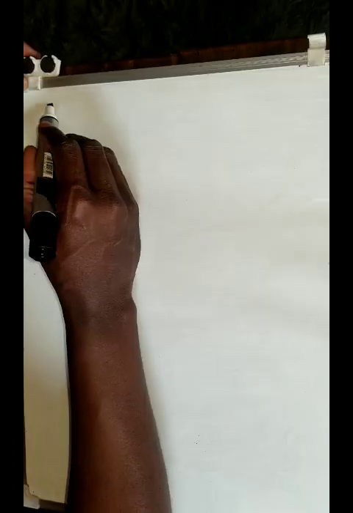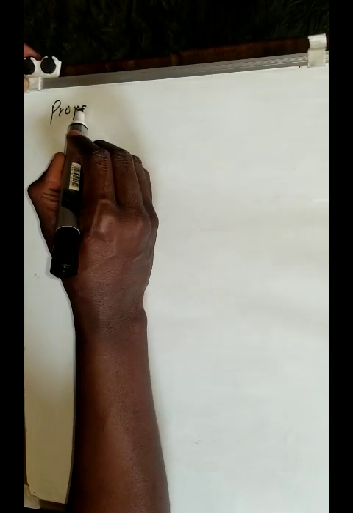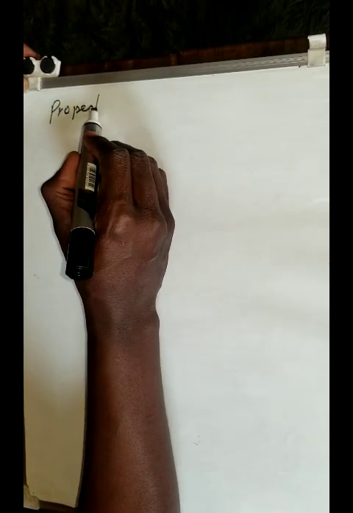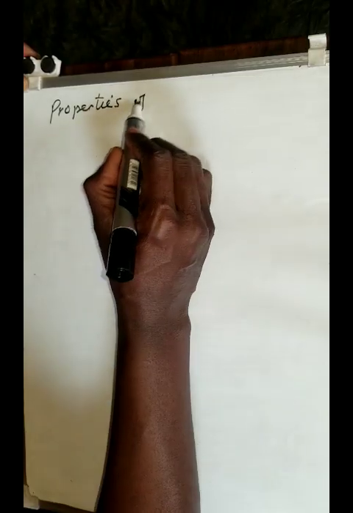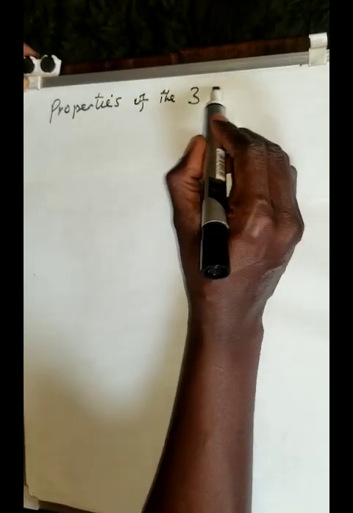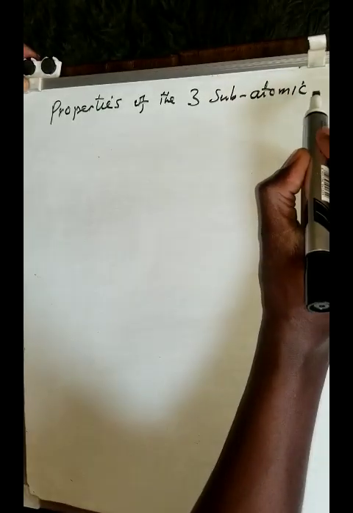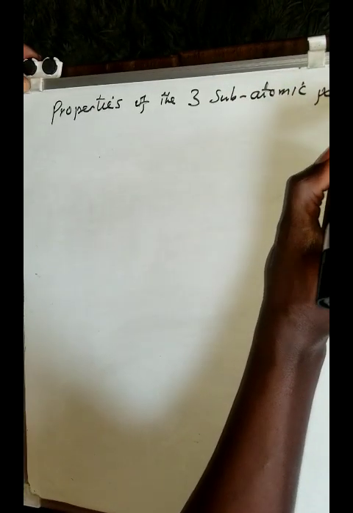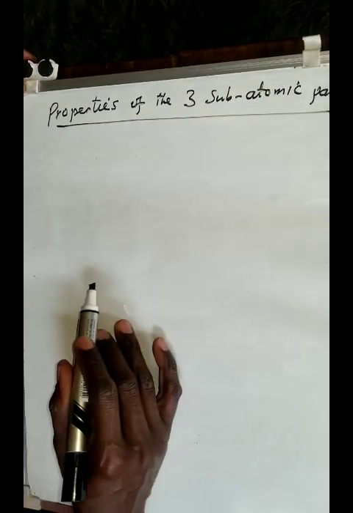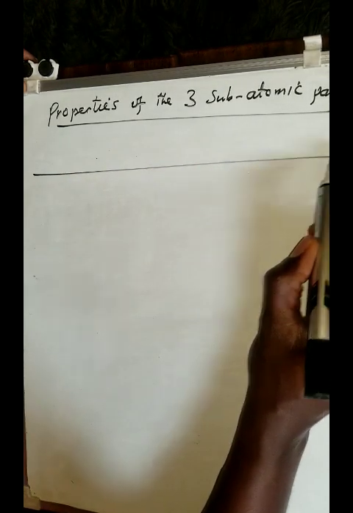Now I can summarize the properties, or if you want, you can simply say characteristics, of the 3 subatomic particles. So what are the properties that you need to remember for the 3 subatomic particles? I can put it up in a box, in a table.